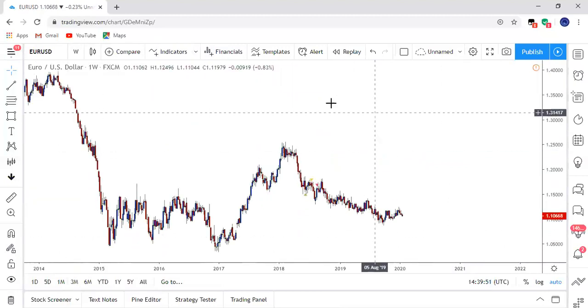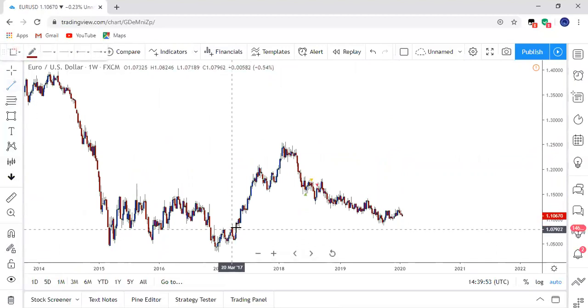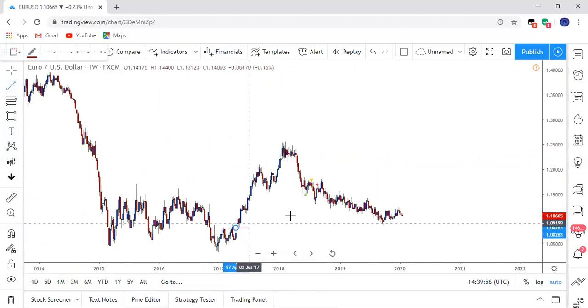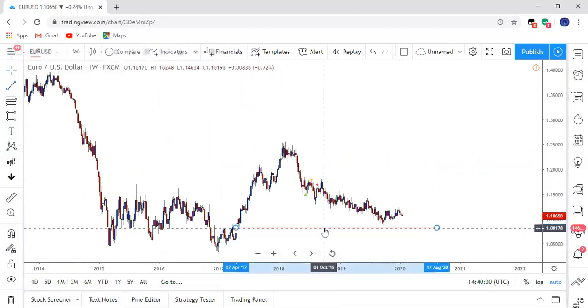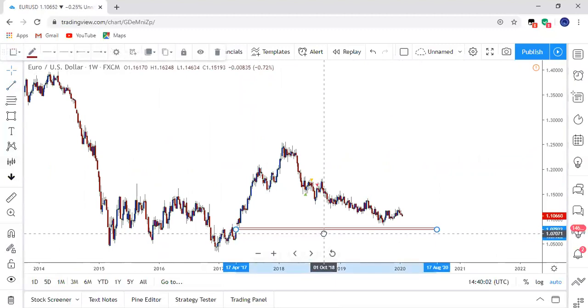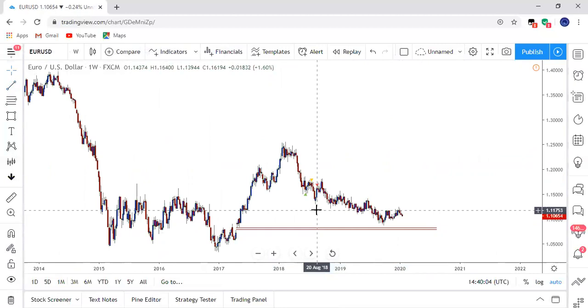Now, if we go to weekly, the first thing to notice is this. We have this gap over here, right? And we know that the market usually has the tendency of filling up the gaps as it opens the gaps.